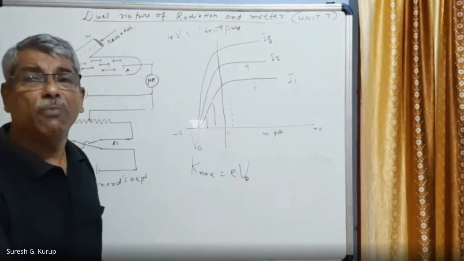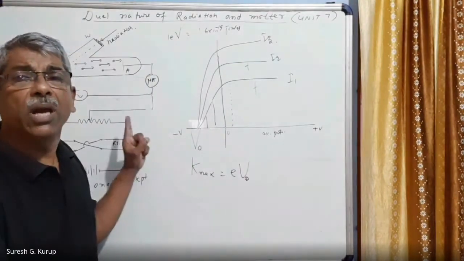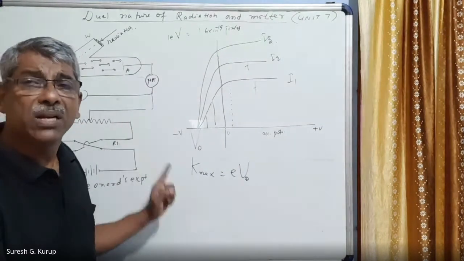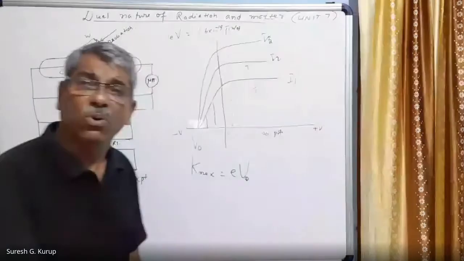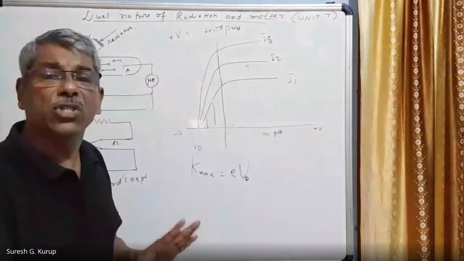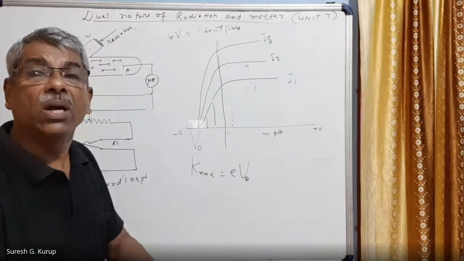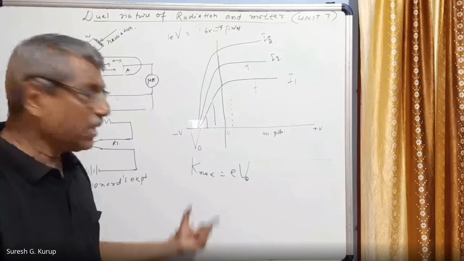Why is it called the cutoff potential? Because at that negative potential applied to the anode plate, no electron is practically able to reach the anode plate, and hence the photoelectric current becomes equal to zero. That potential is called the stopping potential or cutoff potential. So the maximum kinetic energy of the electron is equal to eV0.